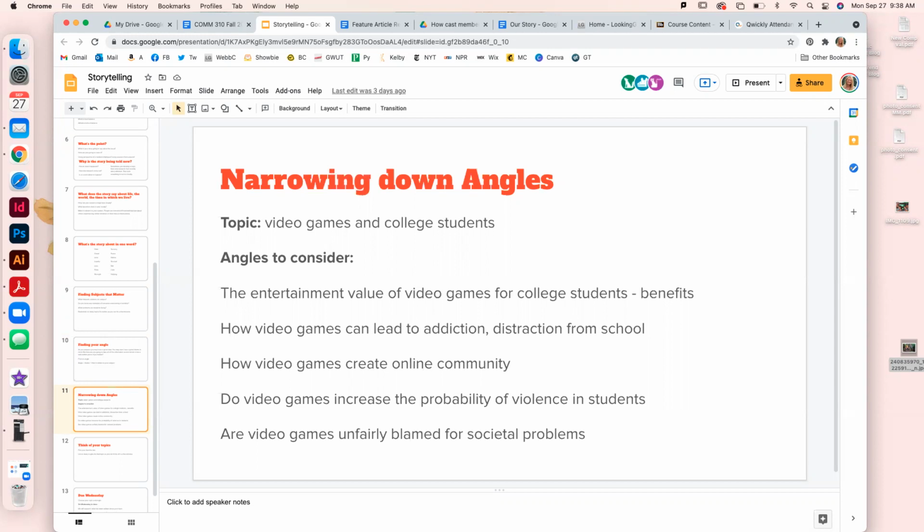So one article could be the entertainment value of video games and college students, the benefits of it.